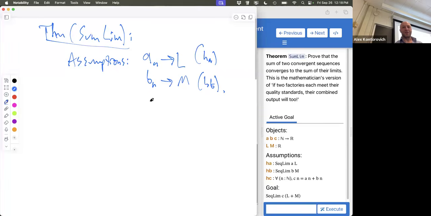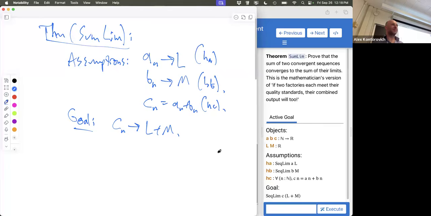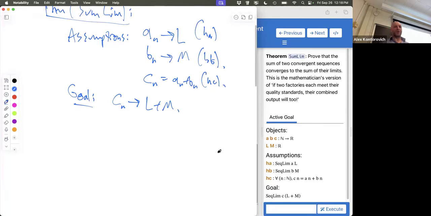And we have another assumption that Cn is always equal to An plus Bn. So we have a new sequence, Cn, which is the sum of An and Bn. That's called the hypothesis HC. And our goal is to prove that Cn converges to, well, what should the sum of two sequences converge to, if there's any justice in this world? The sum of the limits, okay? L plus M. All right, that's our goal.